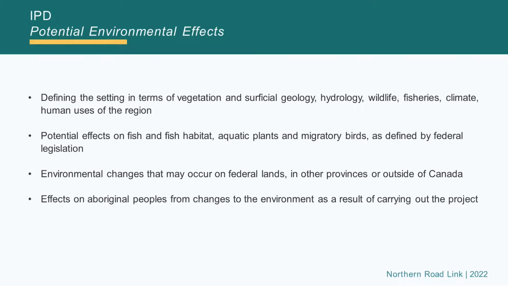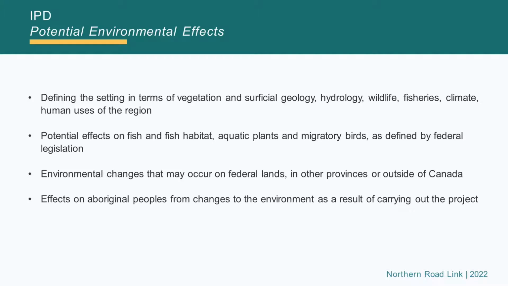And I thought I'd run through these. There we are, slide number 11. So as part of this section, there's sort of a scene setting that occurs in terms of the vegetation, the superficial geology, the hydrology, wildlife, fisheries, climate, and just the uses, the human uses of the land in that region.